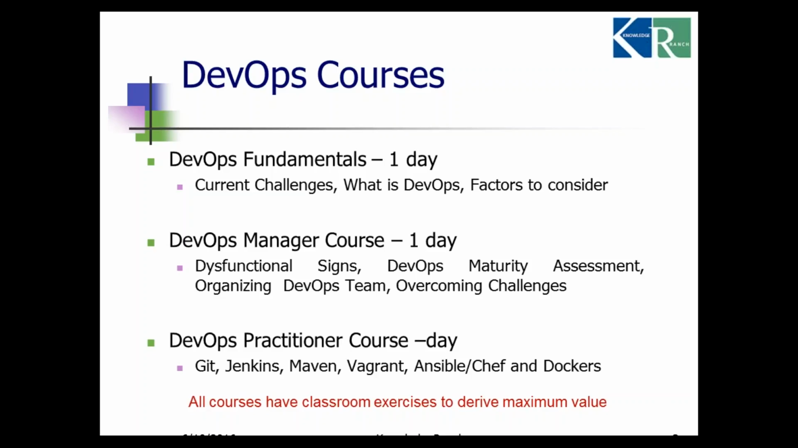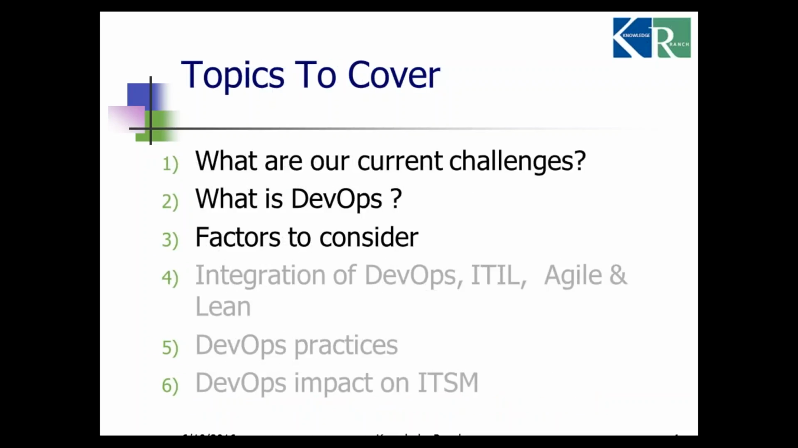Are there dysfunctional signs that you would see in your environment that would prompt you to adapt to DevOps? How would you assess the maturity of DevOps? How would you organize your teams? And of course, there are always challenges that you have to overcome. In the practitioner course, we go through some of these tools, we have some labs on it, and we just go through it. But let's see what we do in the DevOps fundamental course.